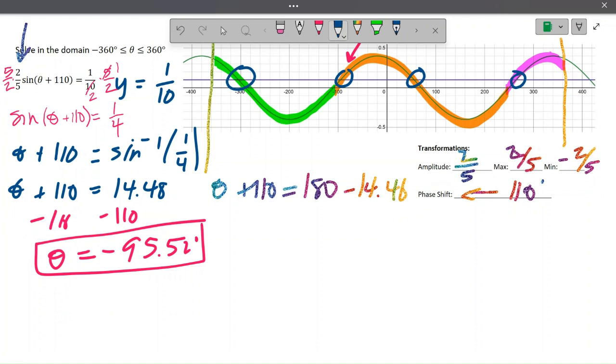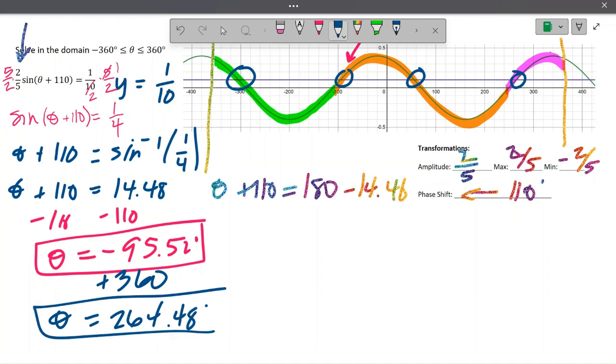So knowing that my domain is from negative 360 to positive 360, I could subtract 360 degrees from this, but this is going to give me a value outside of our domain. I do know if I add 360 degrees, I am going to get a value within our domain, and that value will be 264.48 degrees. So that is this value that we talked about earlier. Okay, so those are our 2 values for that part of our solving.